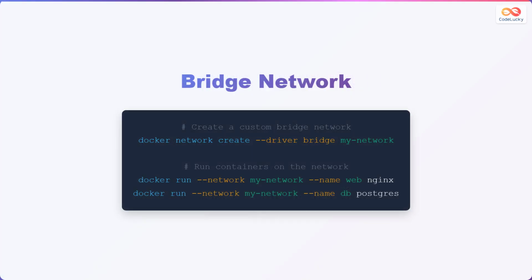Let's dive into the Bridge network. This is the default network in Docker. Here's how you can create one using the command line. First, create a custom Bridge network using the command docker network create, then specify the driver as Bridge and name the network my network. To run containers on this network, use docker run, specify the network as my network, and give your container a name such as web using the Nginx image. Similarly, run another container named db using the Postgres image also connected to my network. This sets up two containers, web and db, on the same custom Bridge network, allowing them to communicate with each other.